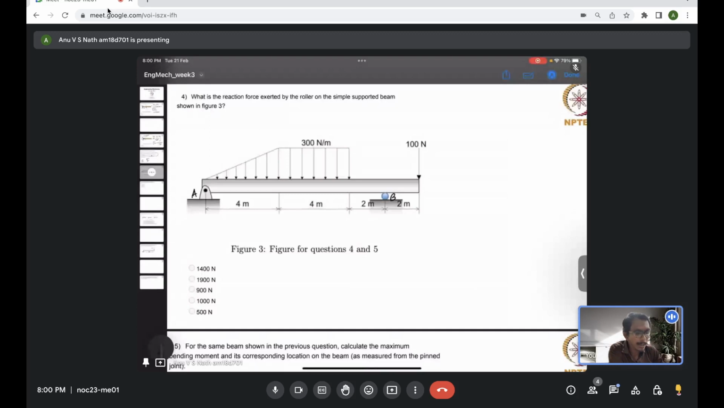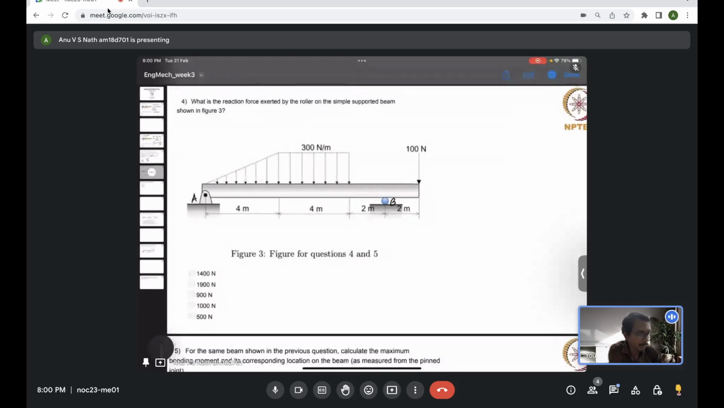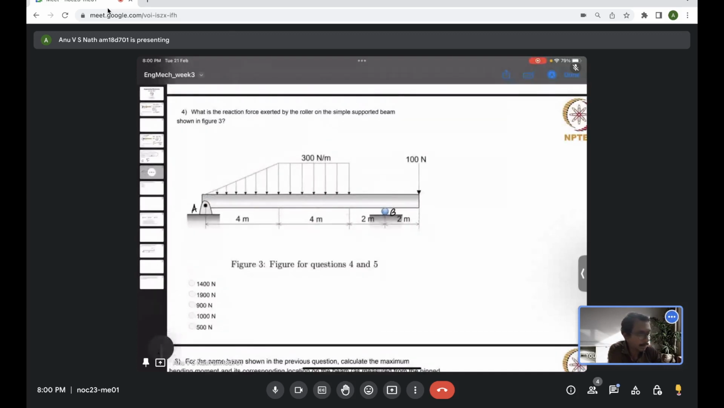I'll give you 1 minute to solve this. Pretty simple. We have a follow-up question to the same problem. We will see that next. But first you have to evaluate the reaction at B. So you can try.